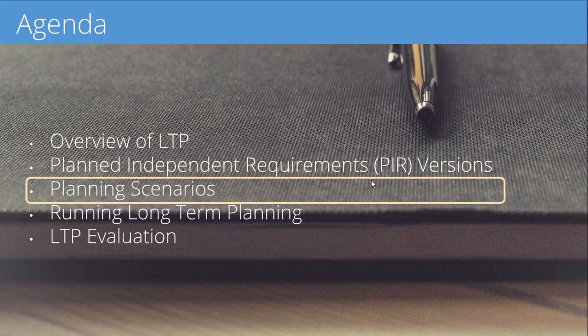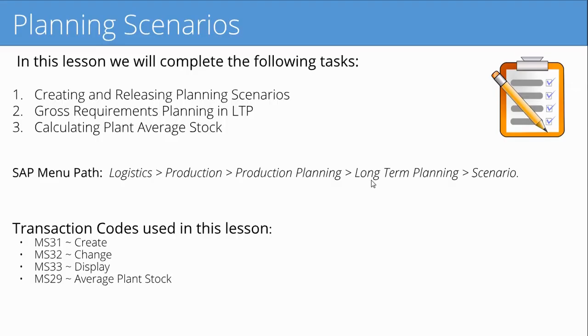We're now getting ready to jump into our third section called Planning Scenarios. What are we going to learn in Planning Scenarios? Lesson number 1, creating and releasing planning scenarios in long-term planning. Number 2, we're going to specifically talk about a special type of long-term planning scenario called gross requirements planning. And I'll get into some of the details later of why it's a little bit special.